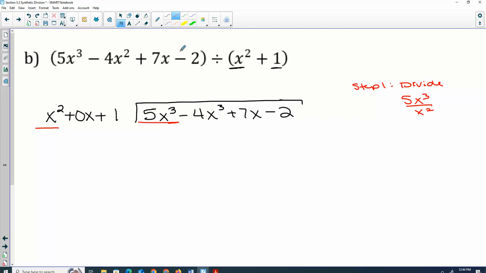Now you can put it anywhere. I just like to line up my terms. So this is a 5x. I put it above my x term. What's my second step?